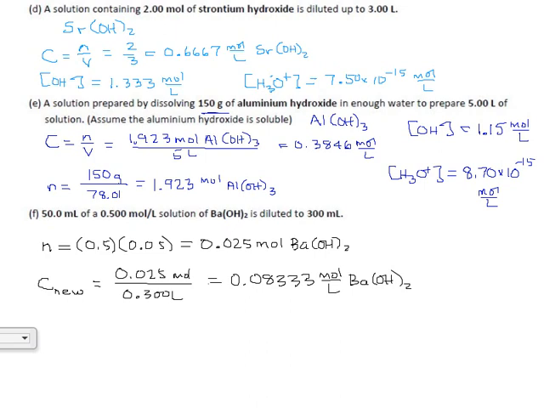Okay, so that takes care of the dilution. We started with this many moles of chemical, we put them in 300 mils of water, and so now we have our barium hydroxide. The hydroxide is twice as great as that. Every time you break one of these up, you get twice as many hydroxides. So our concentration of OH will not be 0.0833.